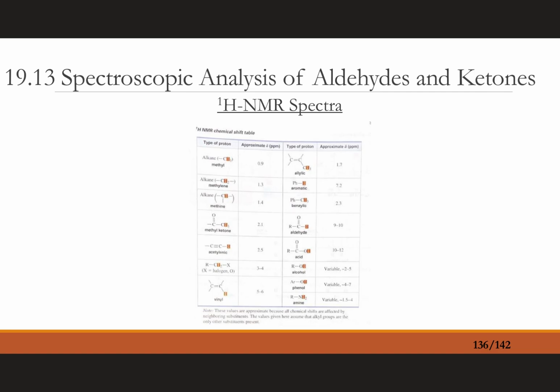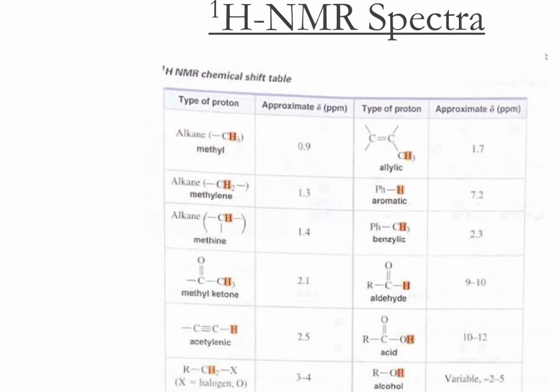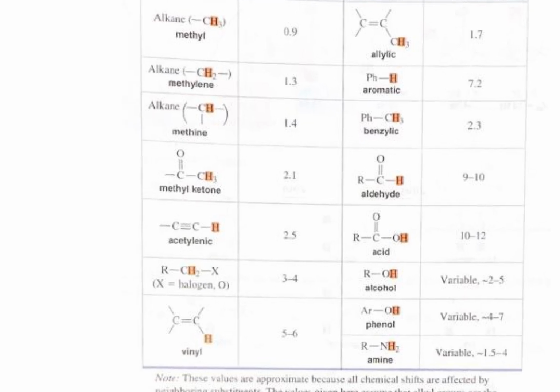All right, so for HNMR, we've got all these different types of hydrogens to look at. We've got the methyl one at 0.9, methylene, those are CH2s at 1.3, methine, which is CH at 1.4, methyl ketones, the orange highlighted ones are the hydrogens they're looking at here, and so on and so forth.